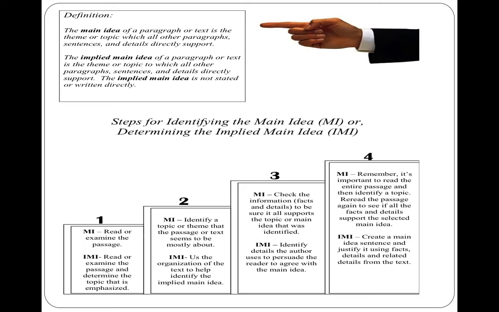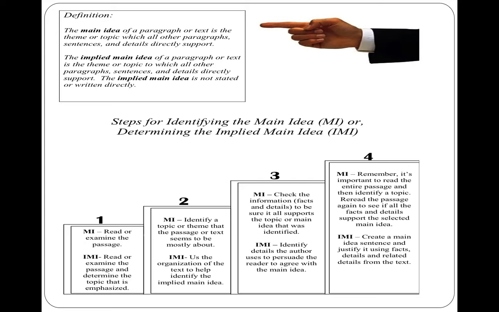Then we identify a topic or theme that the passage or text seems to be mostly about. We check the information, the facts and details, to be sure it all supports the topic or main idea that was identified. So for explicit main idea, you're going to be looking for really a topic sentence or a thesis statement that's going to support what you think the main idea is. And then remember that it's important to read the entire passage and identify the topic. Reread the passage again to see if all the facts and support are pointing towards that main idea.